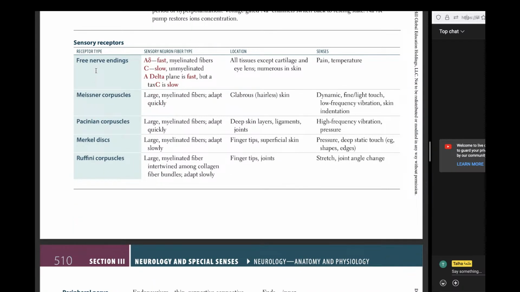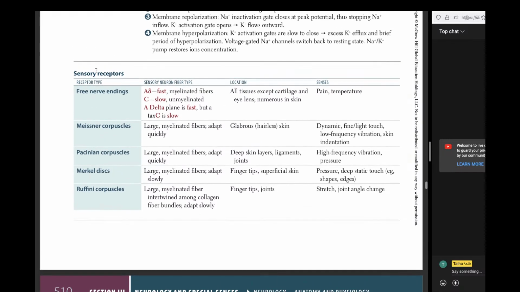Okay. Sensory receptors. Okay. This is going to be a nice chart. So receptor type, free nerve endings. Sensory type is A-delta and C. A-delta are fast myelinated fibers. C are slow, unmyelinated. A-delta plane is fast, but attack C is slow. These are located in all tissues except cartilage and the central nervous system, numerous in skin. They mediate pain and temperature.